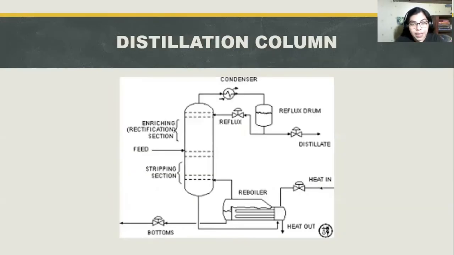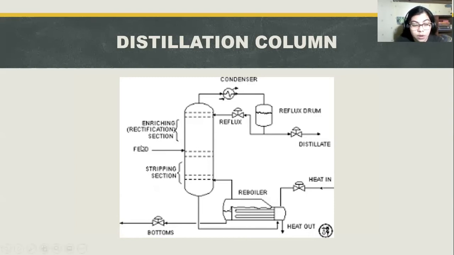Distillation column. Distillation column is known to be an essential item used in the distillation of liquid mixtures to separate the mixture into its component parts or fractions based on the differences in volatility. So now I will tackle the basic operation involved in the process.